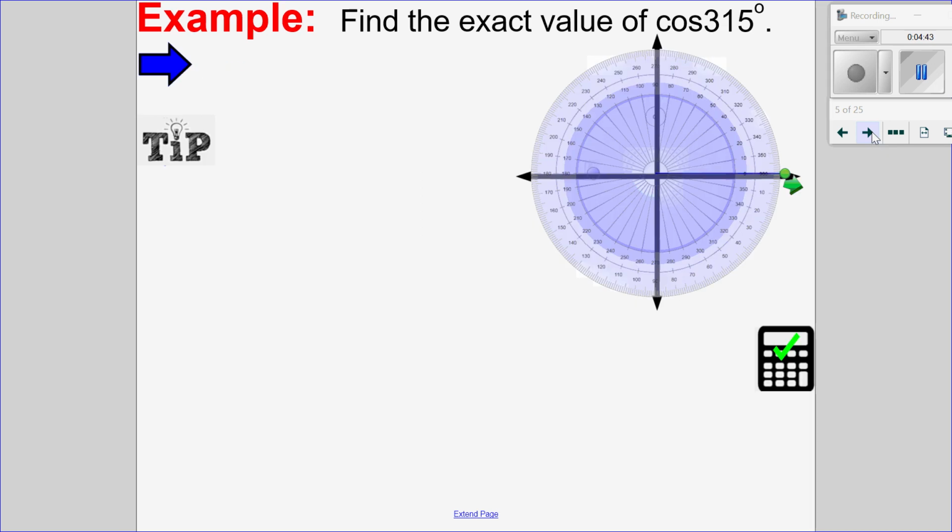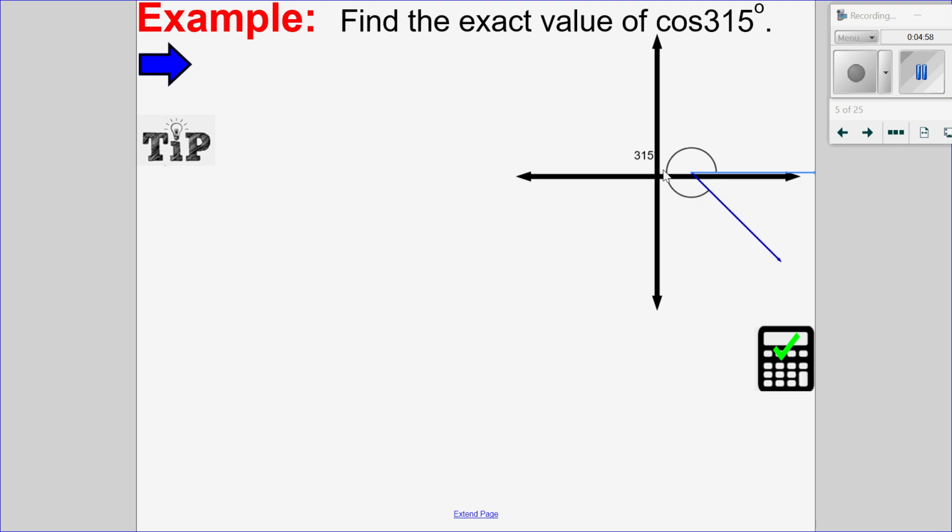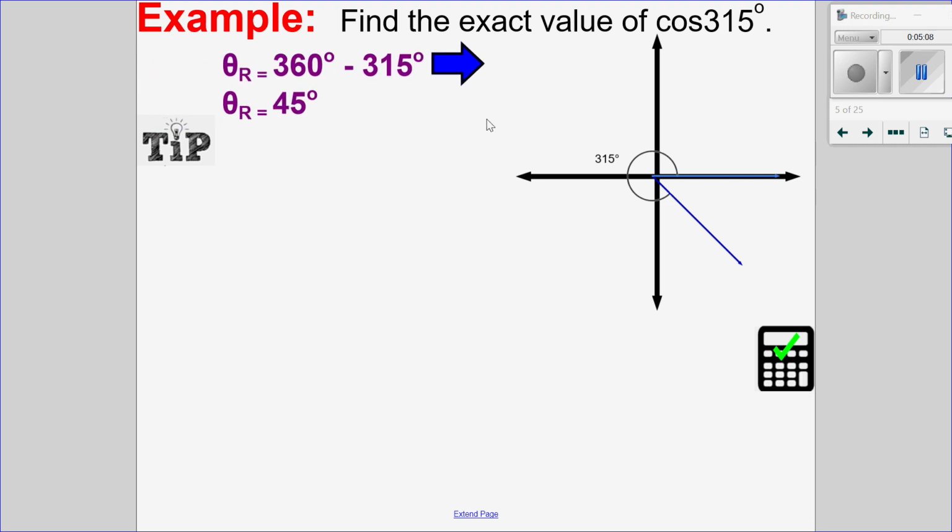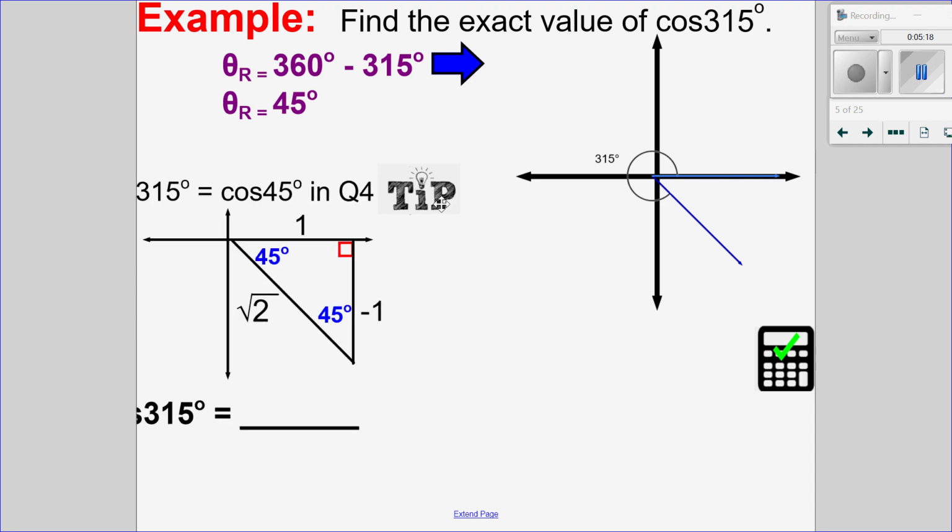Let's try another one. Exact value of cosine 315 degrees. So again, I will sketch my angle, which is a quadrant 4 angle. So 315 degrees right there. And I'll find my reference angle. So 315 is not as big as 360, which is my x-axis angle. So my reference angle is 360 take away 315, or 45 degrees. So instead of working with 315 degrees, I'm going to work with 45 degrees in quadrant 4.